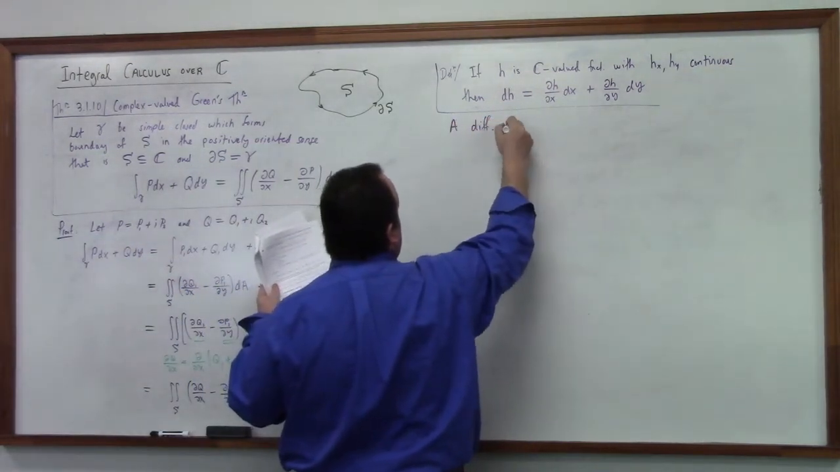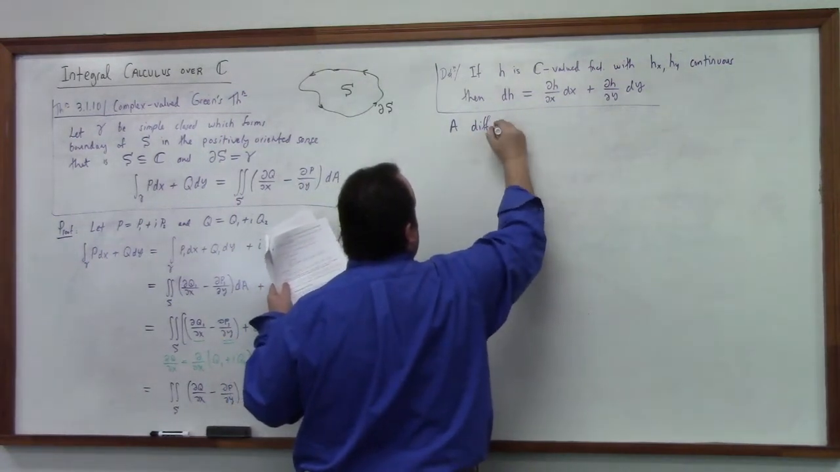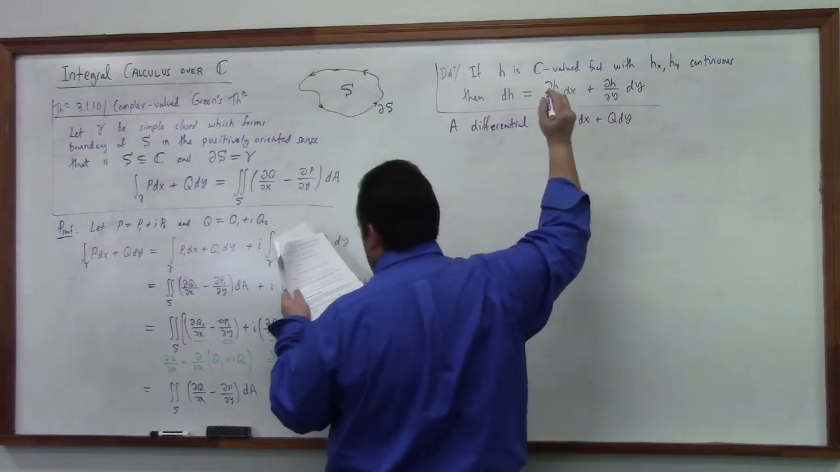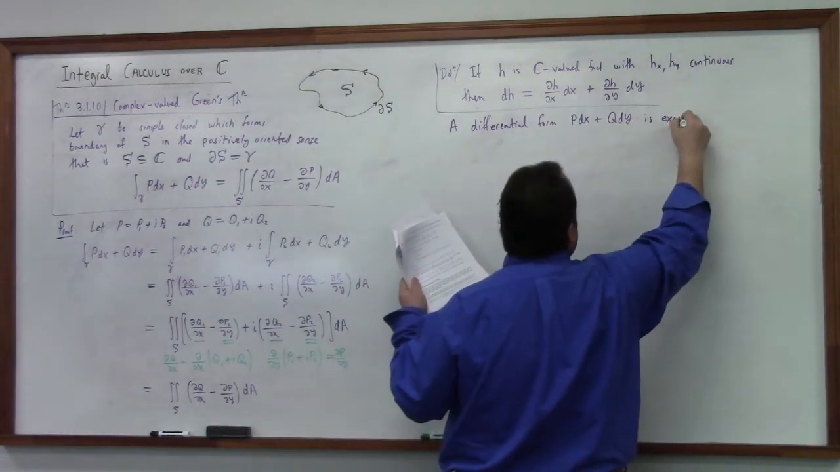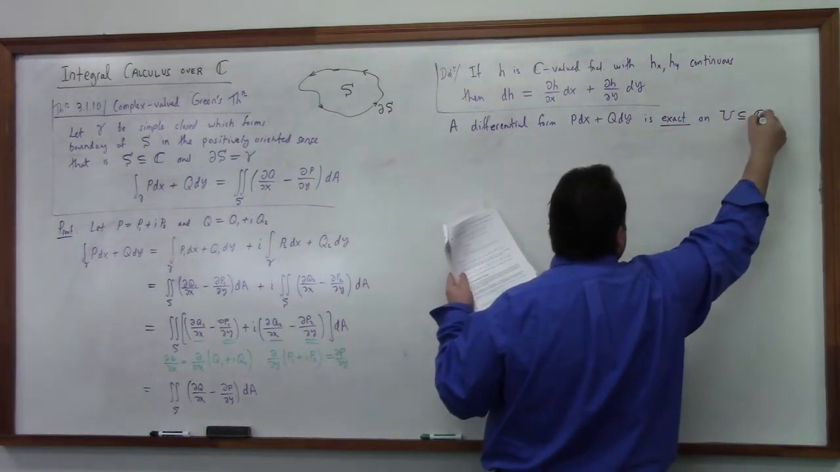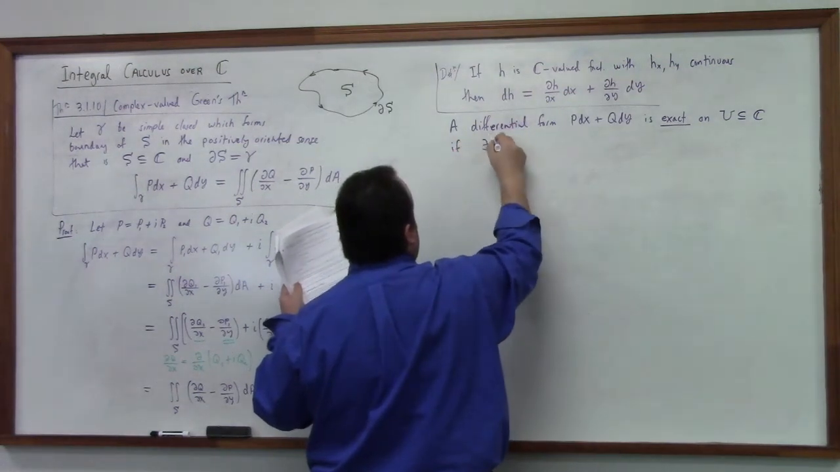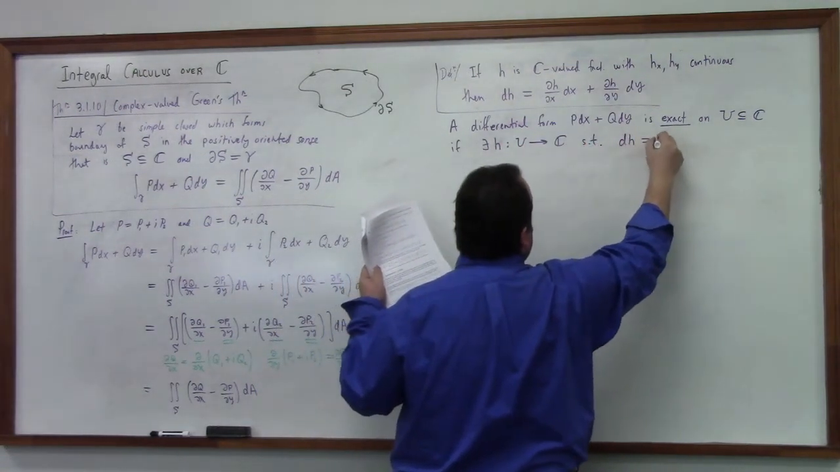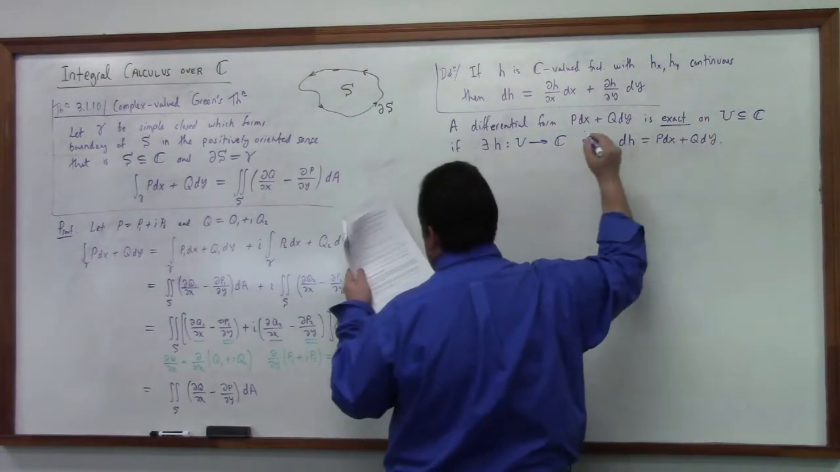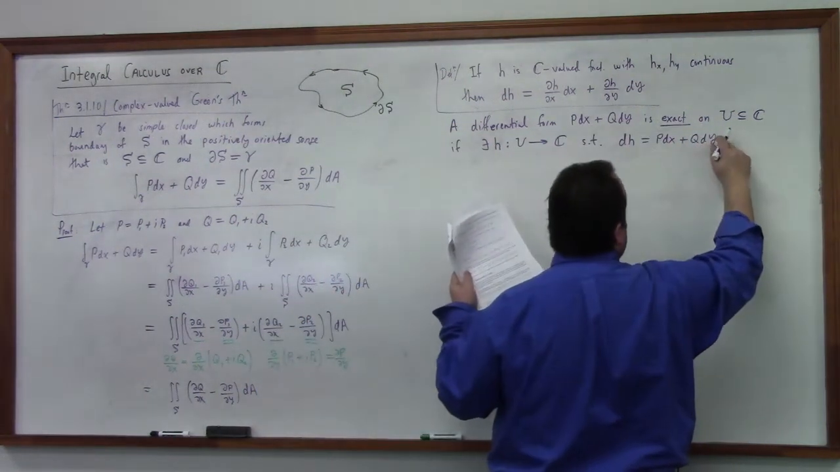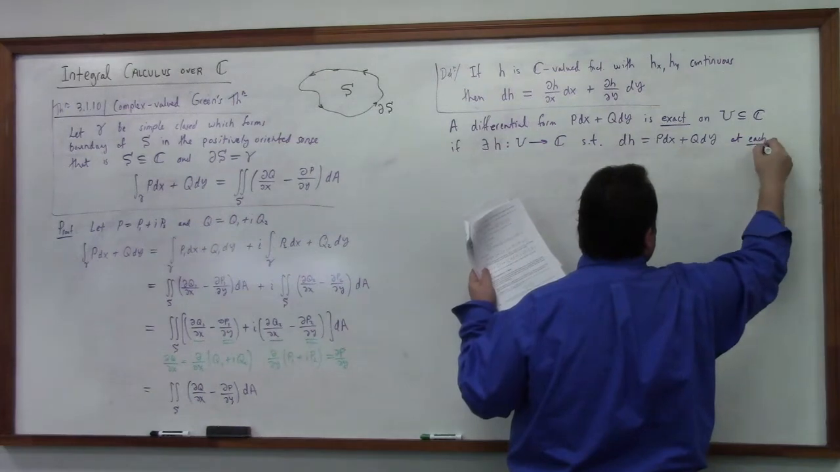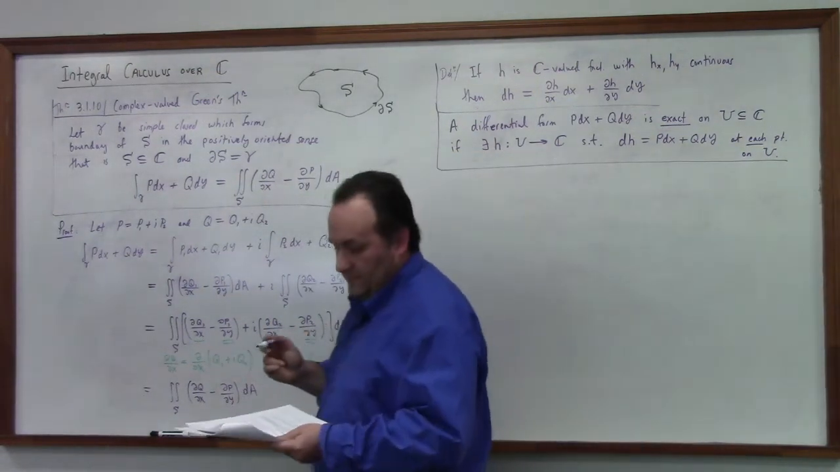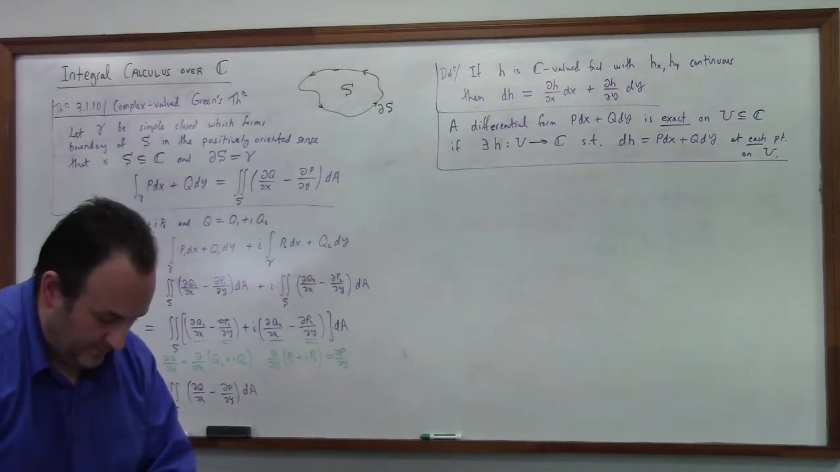A differential form p dx plus q dy is exact on U, a subset of the complexes, all right, if there exists H from U to C such that dH is equal to p dx plus q dy, right, on U. So I should emphasize at each point on U. Failure for that differential to match up with p dx plus q dy at a single point on U is enough for it to fail. It has to be a global property with respect to U.